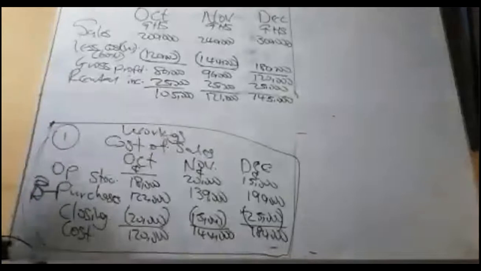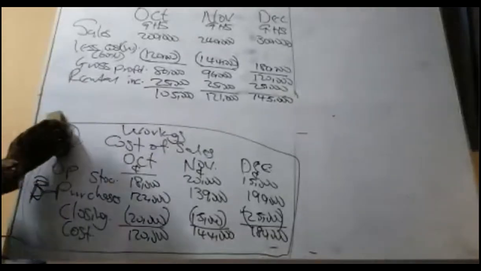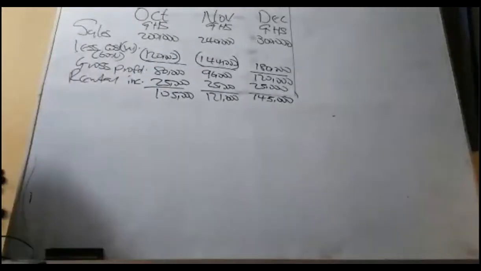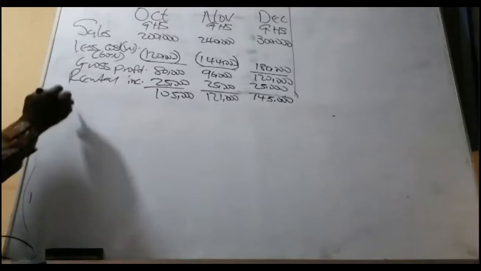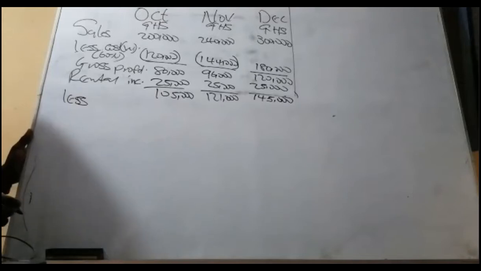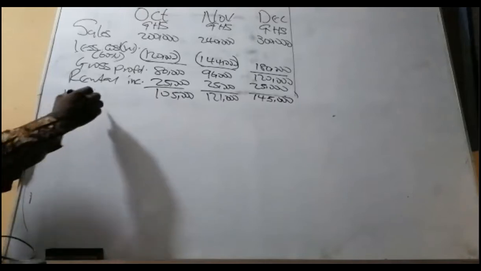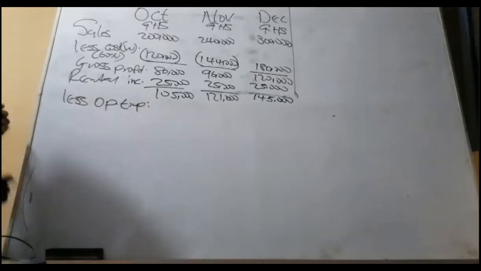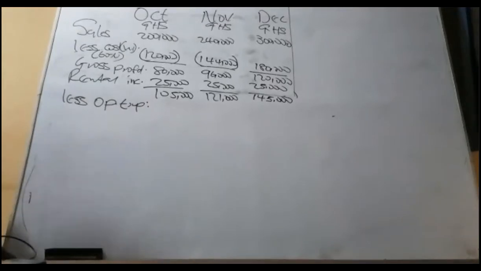I'll take the first workings off so that we continue. Good. So let's see the operating expenses. So the first operating expense on the list will be, let's go to the footnote.